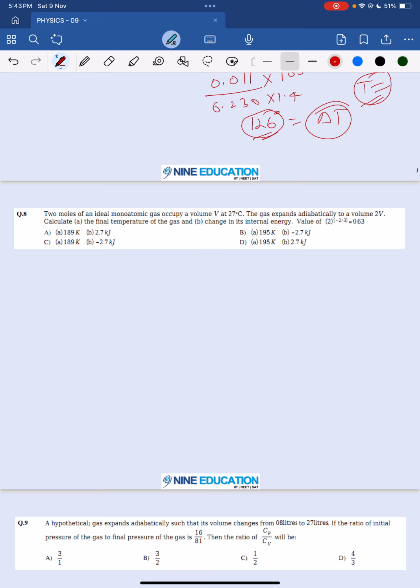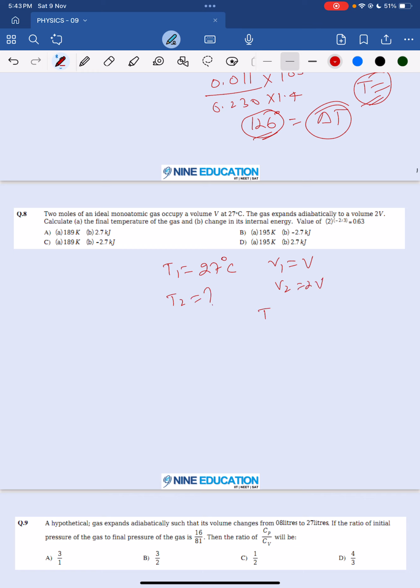Now next one, what we are able to see there, 2 moles of an ideal monatomic gas occupy volume V at 27. So what is the temperature here? 27 degrees Celsius. And what is the volume? V1, V. What is the V2? It is 2V, sir. And what is the temperature? We are supposed to find.